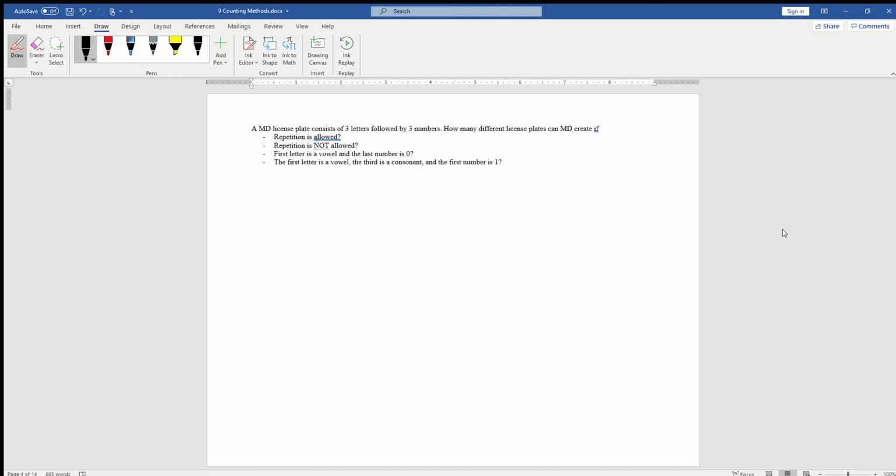First of all, a Maryland license plate consists of 3 letters and 3 numbers. We know there are 26 letters in the alphabet, and there are 10 digits, 0 through 9. How many different license plates in Maryland can be made if, first of all, repetition is allowed? Remember, it's 3 followed by 3.